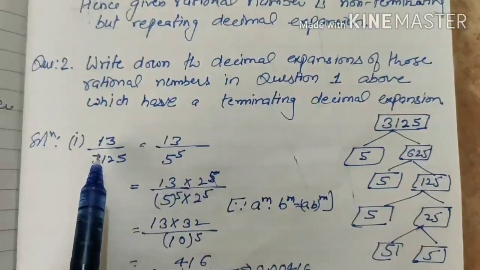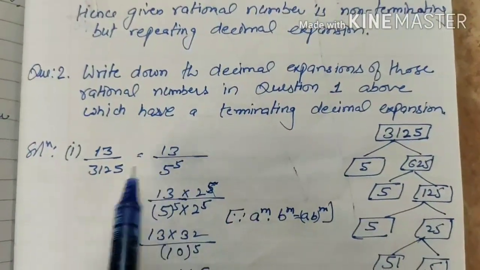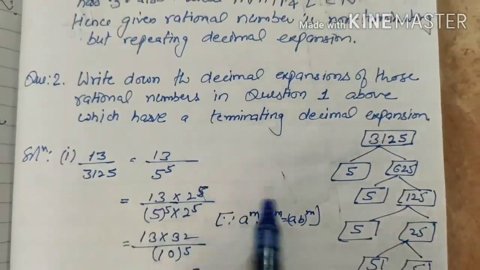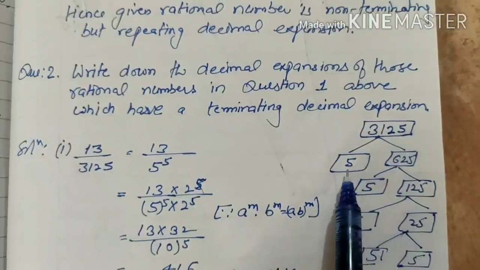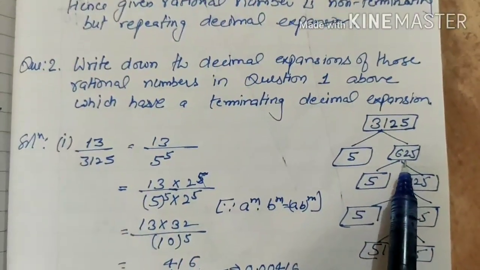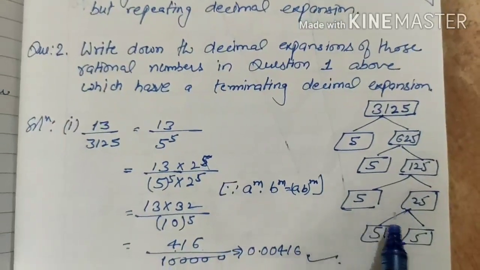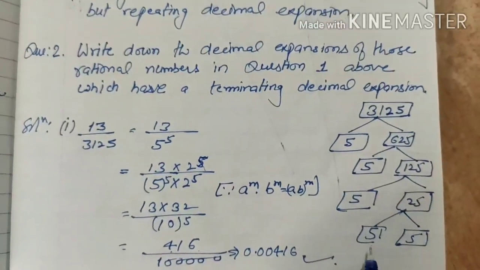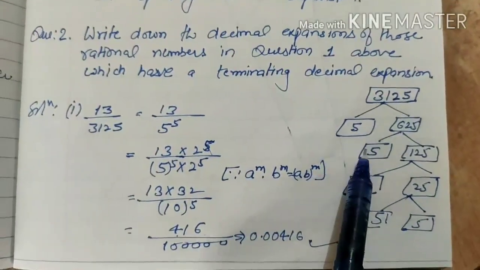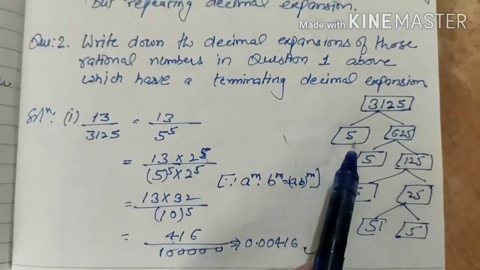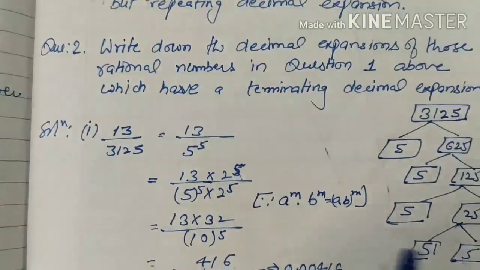In the first part, we have 13 upon 3125. So do the prime factorization of 3125. You can see here, divide 3125 by 5, it will be 625. Divide 625 by 5, it will be 125. Divide 125 by 5, it will be 25, and 25 divided by 5 becomes 5. So we have the prime factors of 3125 as 5 into 5 into 5 into 5 into 5. So 5 occurs 5 times. So we can write it here as 13 upon 5 raised to power 5.